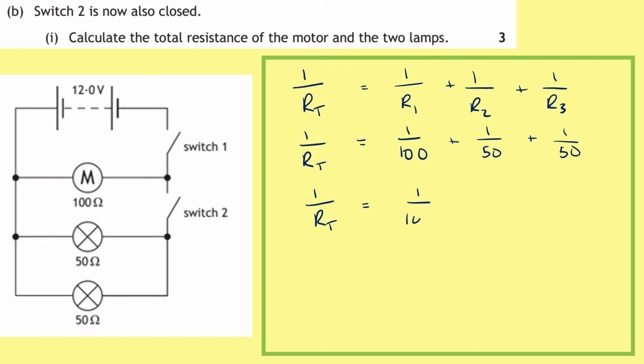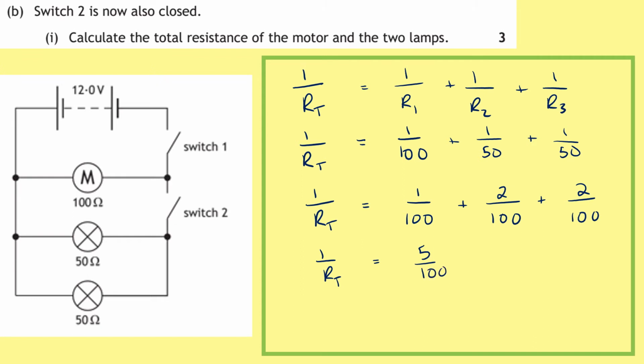So 1 over 100 is going to stay the same. Then we've got something over 100 just here. 1 over 50 is the same as 2 over 100. Whatever we do to the bottom part of the fraction, we have to do the same to the top. So we multiply 50 by 2 to get to 100, so we need to multiply 1 by 2 to get to 2. Now we need to add up our fractions. So 1 over RT equals 5 over 100.